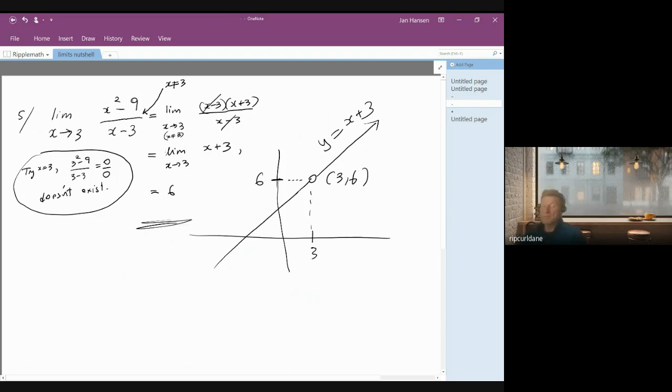So that's just an example where you have a removable point, a problem point, x equals 3, because you get 0 on 0. But if you can cancel out that denominator with something on the numerator, then you can still get an answer. So that happens sometimes.